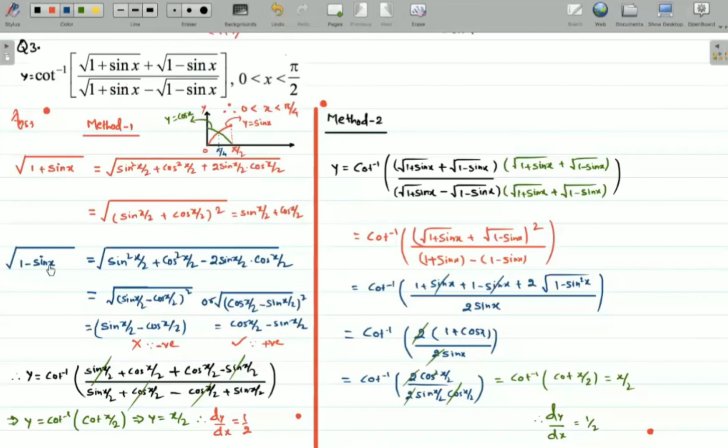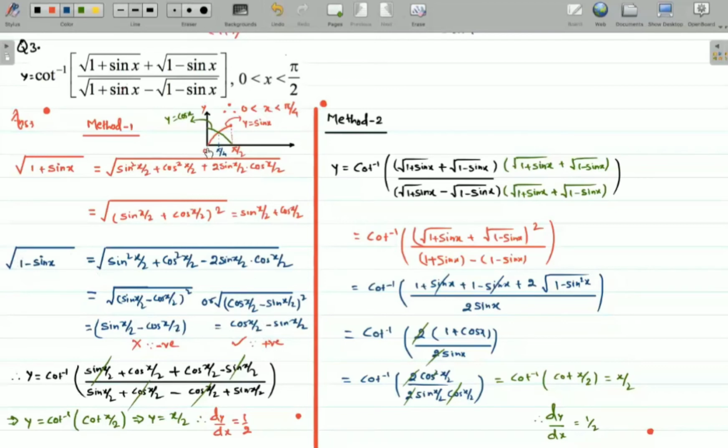For the root of 1 minus sine x, we can write 1 as sine square x by 2 plus cos square x by 2 and this sine x as 2 sine x by 2 cos x by 2. In this case, we have two possibilities. Either we can write root of (sine x by 2 minus cos x by 2) the whole square or (cos x by 2 minus sine x by 2) the whole square. But if we write the result like this, it will become negative and this will be positive. Therefore, this is the answer for this expression under this transformation.